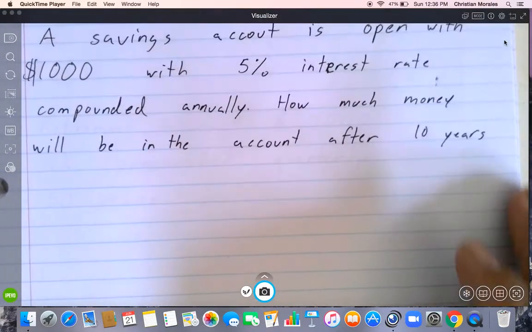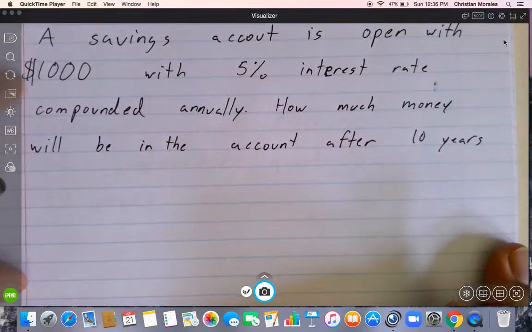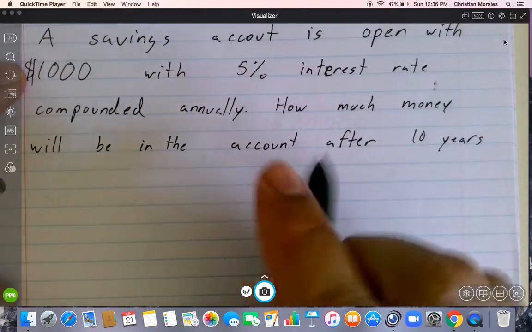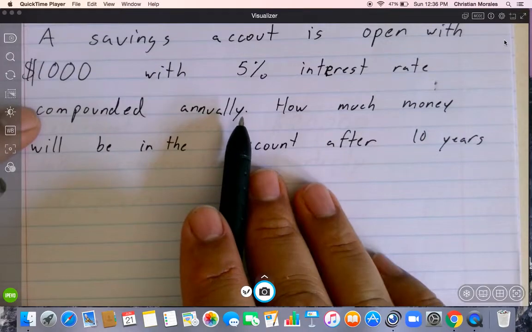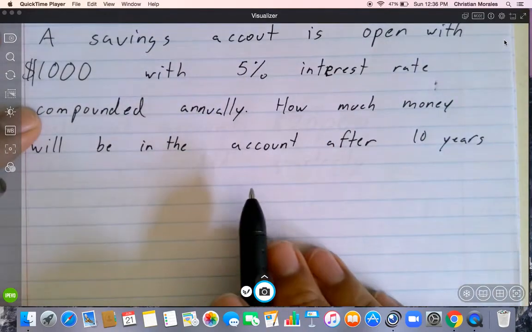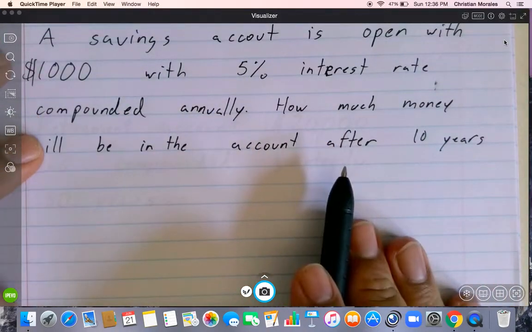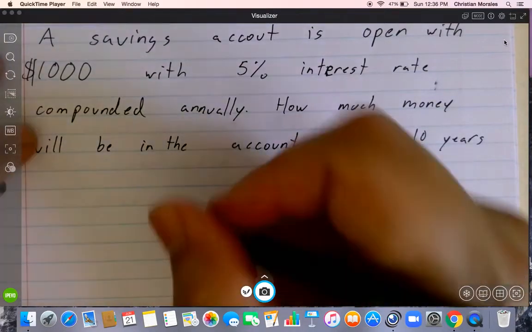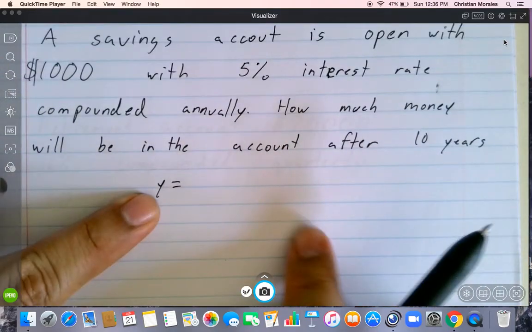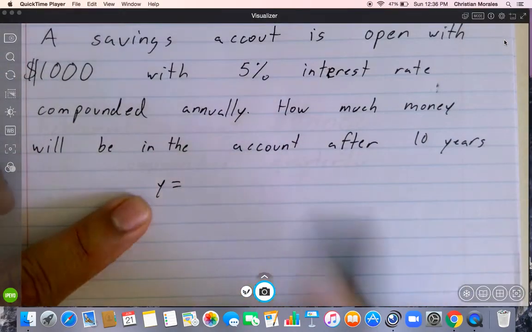Let's say you open up a savings account with $1,000 with a 5% interest rate, okay? That's compounded annually. So what that means is every year you're going to get 5% interest back. How much money will you have in the account after 10 years? So your equation, you're trying to figure out how much money you'll have at the end of the 10 years. You're going to start with $1,000.